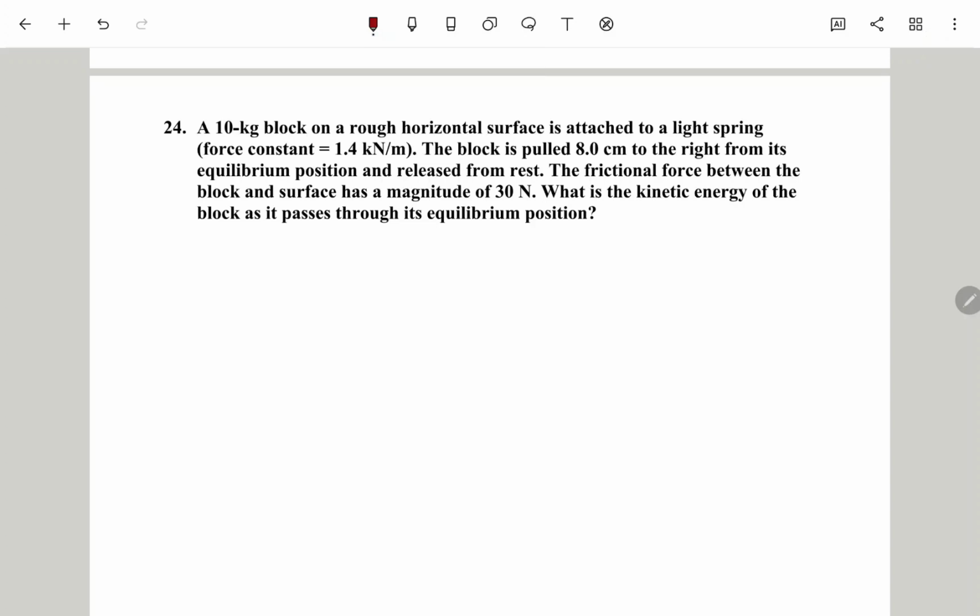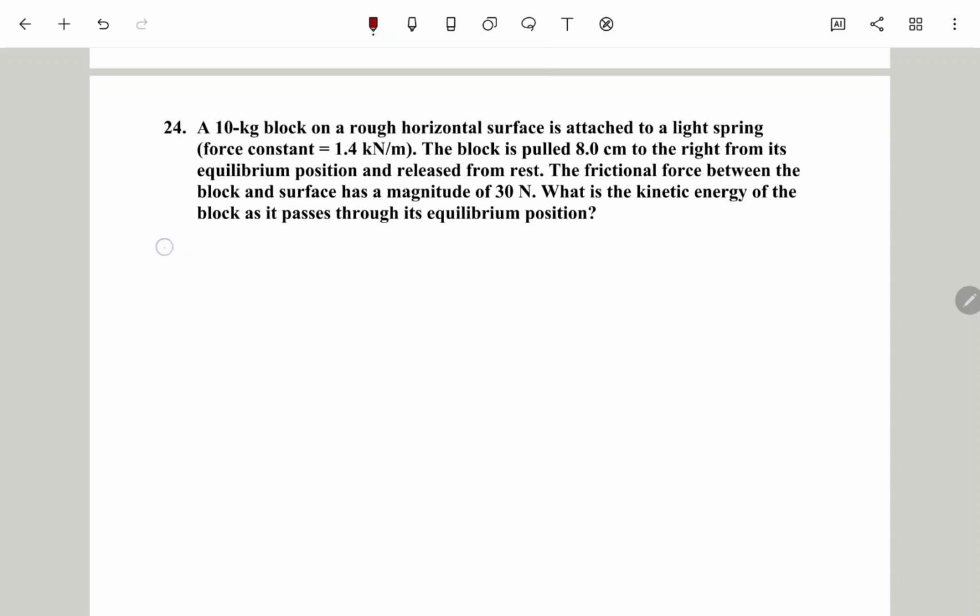A 10 kilogram block on a rough horizontal surface is attached to a light spring, force constant 1.4 kilonewton per meter. The block is pulled 8 centimeters to the right from its equilibrium position and released from rest. The frictional force between the block and the surface has a magnitude of 30 newtons. What is the kinetic energy of the block as it passes through its equilibrium position?